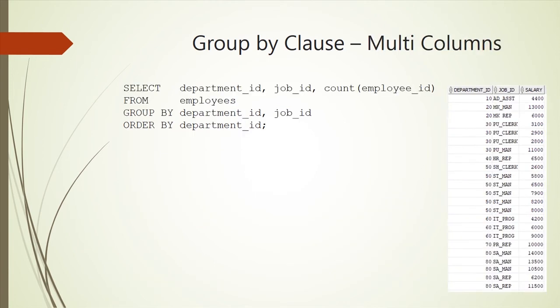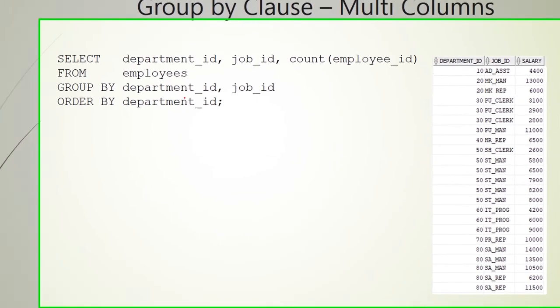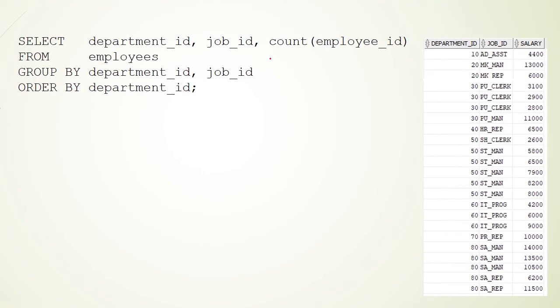Group by clause, multi-columns. Select department ID, job ID, count employee ID from employees, group by department ID, job ID. So here we are grouping by using department ID and job ID, and then retaining the count of employees. In this example, it retains the employees per each department per each job.